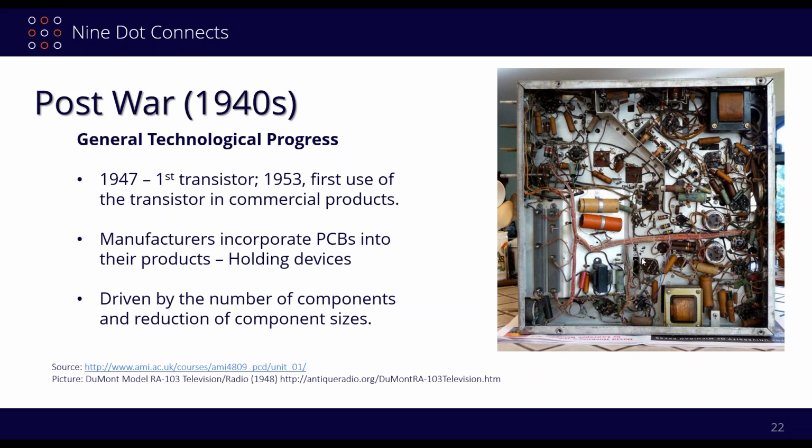Now, that was going to come soon enough because of the transistor. 1947, the first transistor comes out of Bell Labs, and by 1953, the first transistors are used in commercial products. So it took 6 years to go from the labs into commercial products.